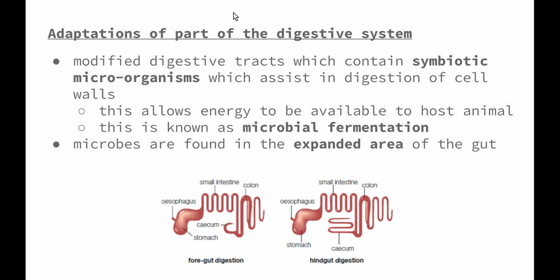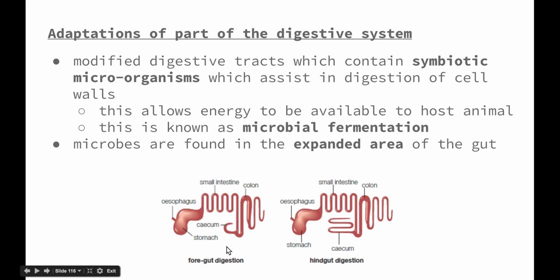So as we know, in a symbiotic relationship, the two organisms live side by side. Again, it's a mutual relationship. The microorganisms assist in the digestion of the food, and they also get the benefit of the materials that have been digested. So microbial digestion allows energy to be available to the host animal, and this is referred to as the process of microbial fermentation. Fermentation is basically just the breakdown of the food, and we end up with carbon dioxide being produced. So microbes are found in the expanded area of the gut.